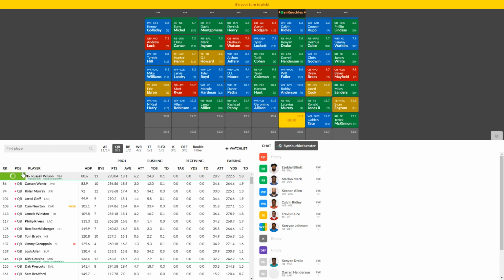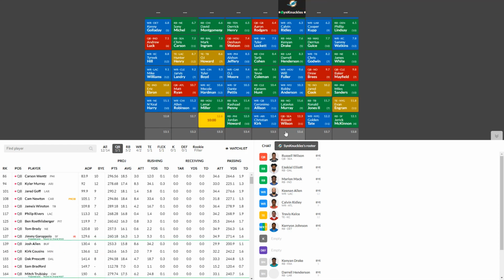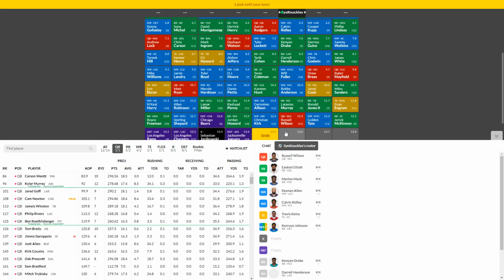So we're going to go Russell Wilson. And while Russell Wilson's weapons are not as strong as last year, DK Metcalf could be a deep threat that I think he could utilize pretty well, even though I wouldn't suggest picking DK Metcalf in your fantasy league unless you go for the big, high upside guys, because he does have high upside. Christian Kirk selected directly after Russell Wilson.